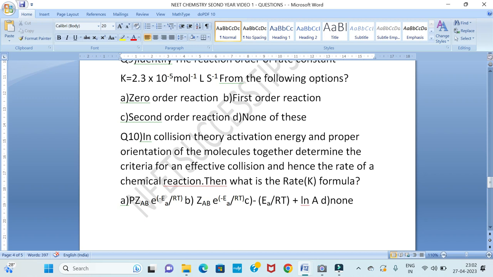In an earlier video I asked about collision theory. Who developed collision theory? Collision theory was developed by whom? Max Trautz and William Lewis.